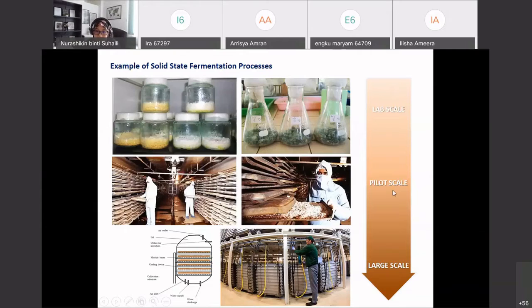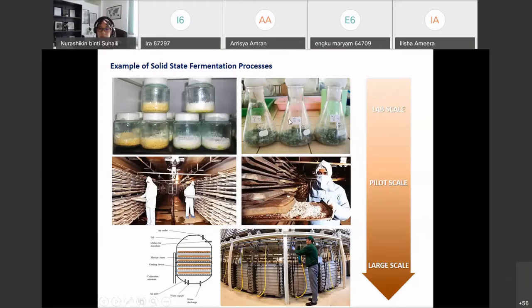All right, so if you see the pilot scale here, it's a bit larger. Just now it was lab scale. You just do it in a shake flask. But once you have optimized, meaning you have identified the best condition for growing the microorganisms at the lab scale, only then you move to the pilot scale. Pilot scale is a bit larger than the lab scale. In terms of liquid fermentation, pilot scale is more than 10 liters. Lab scale is 10 liters and below, I mean in terms of the volume. Pilot scale is larger.